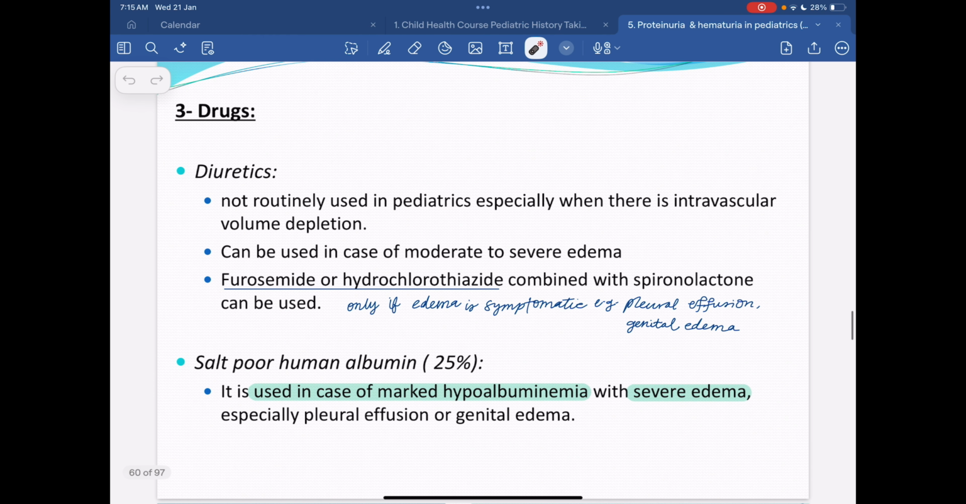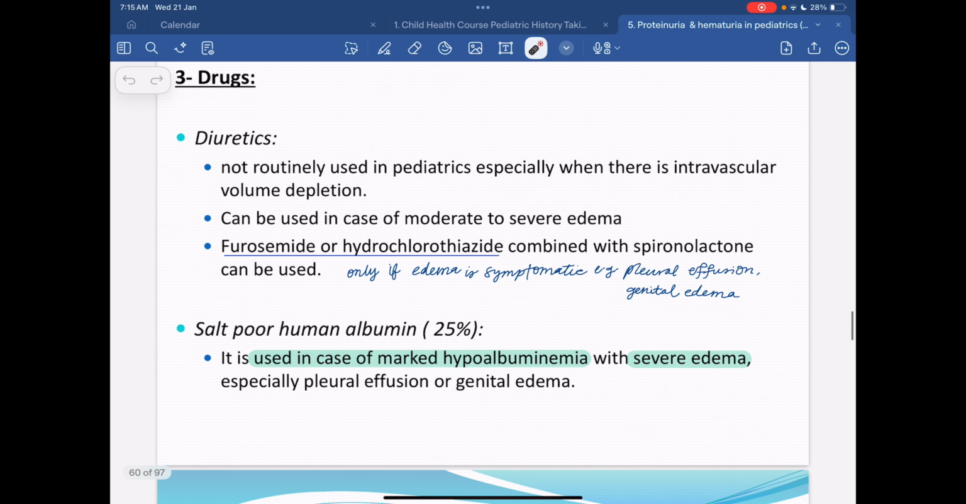So drugs. We can use diuretics like loop diuretics, furosemide, or thiazide. They're not routinely used in pediatrics, especially when there is intravascular volume depletion. They can be used in case of moderate to severe edema. سواء ما نستخدمهم عادة.